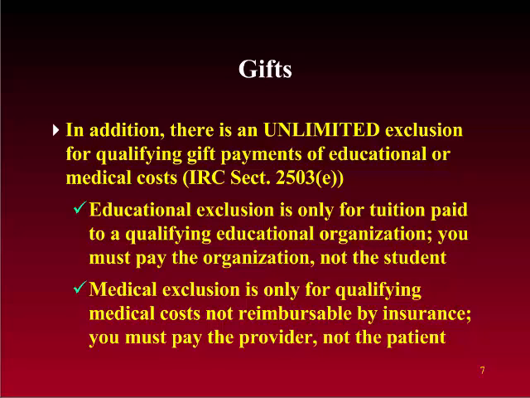It's a similar thing for the medical exclusion. It's only for qualifying medical costs that are not reimbursed or reimbursable by insurance. So you can't pay an expense that insurance would have paid. And again, you need to pay the provider directly. You don't give it to the patient and have the patient pay the provider. So it needs to be a direct payment. But it's unlimited if you're in a position to be able to do that for a relative or somebody that you'd like to do that for.